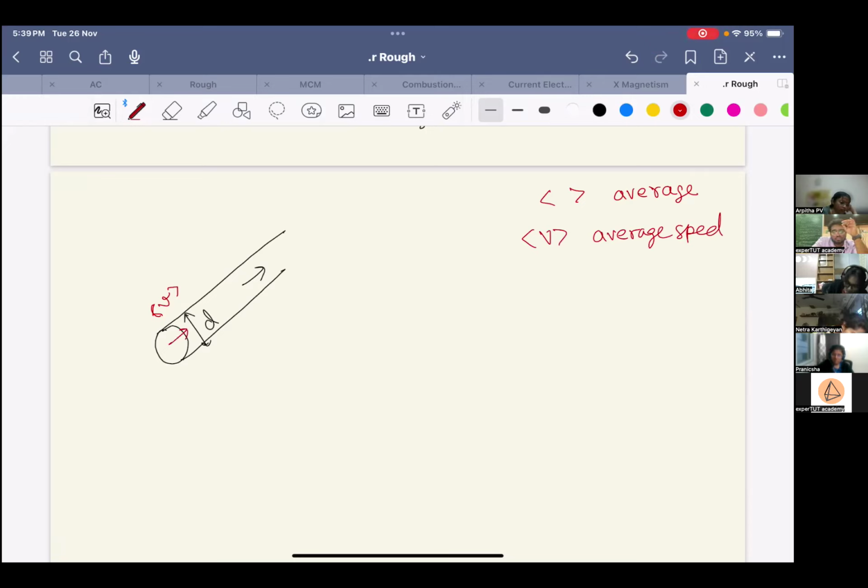Now, in time delta t, it will cover a distance which is v bar delta t. Yes? Understood?